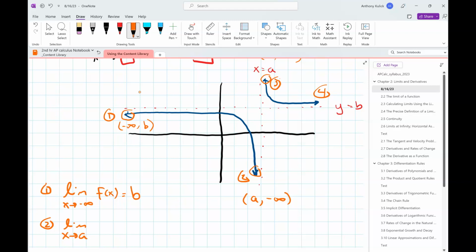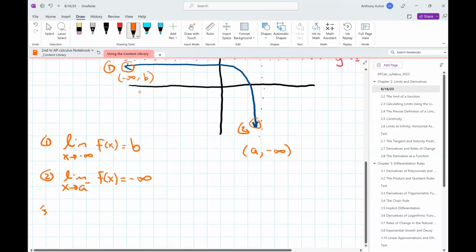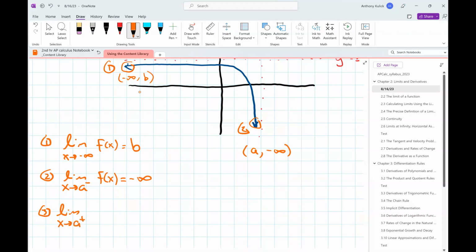So if I look at number 2, we would say that's like the left side of a. So that's x approaching a from the left. The way we designate that is we just put like a little superscript of a negative sign on the a. And when we read that, that's x approaches a from the left. And then likewise, 3 is the exact same thing, except it's going to be a from the right. And it's pointing up, so it's going to positive infinity.